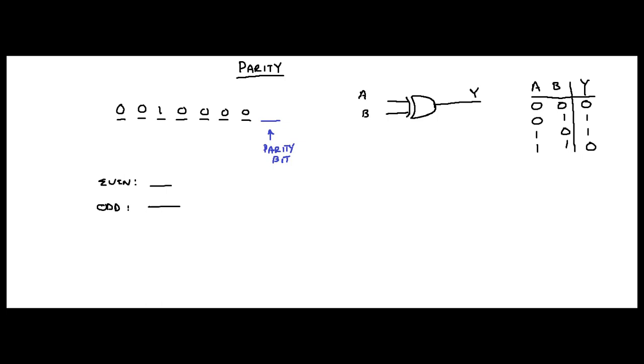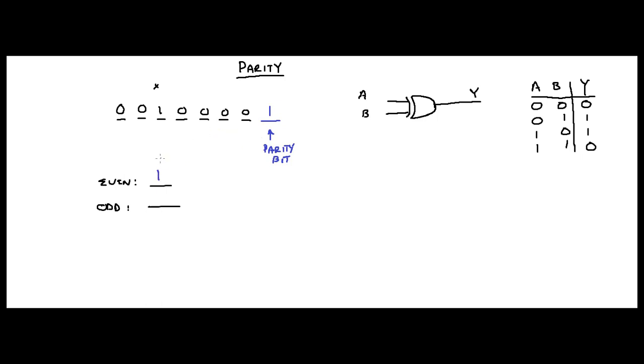Alright, well first let's count the number of ones in this string of 7 bits. Well, we only have 1, right? So we have an odd number of ones. So obviously, if we want to use even parity, we need an even number of ones. We would have to add a 1 here. So even, you would have a 1, right?